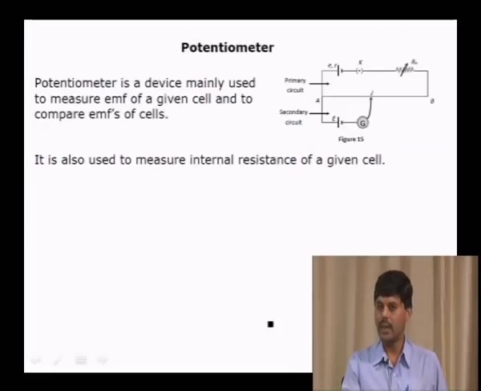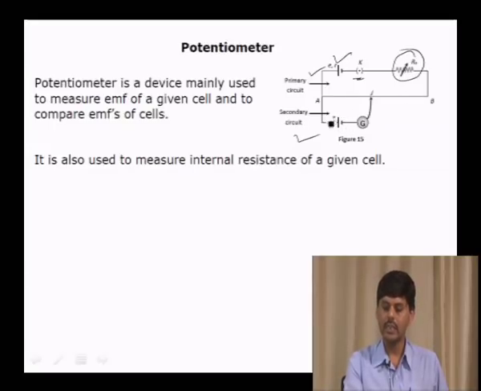Potentiometer. A potentiometer is a device mainly used to measure the EMF of a cell and to compare the EMFs of cells. It is also used to measure the internal resistance of a cell. This is the diagram. In this diagram we have the primary circuit and the secondary circuit. The primary circuit consists of a variable resistor, either a rheostat or whatever it may be, the source along with the key, and AB is the wire. And the external circuit consists of the cell with the galvanometer and the jockey. This is the secondary circuit.